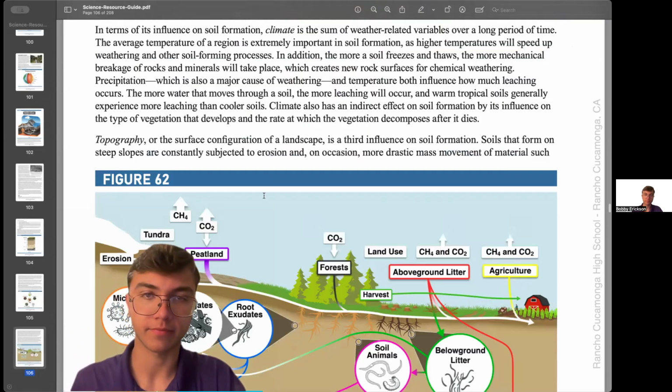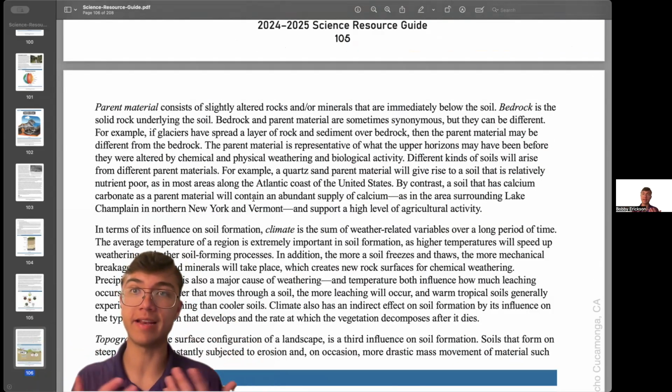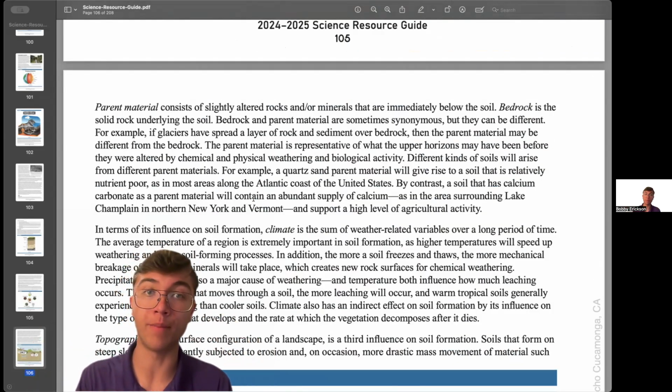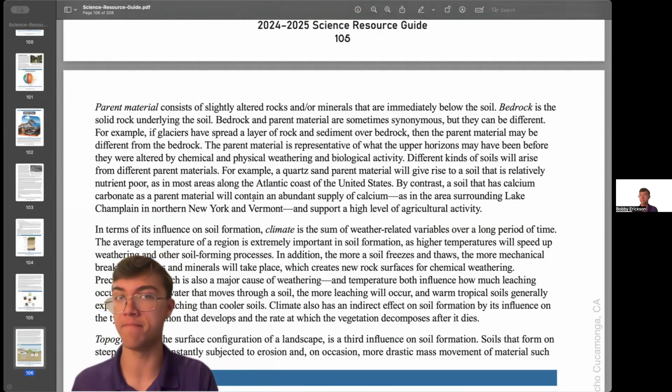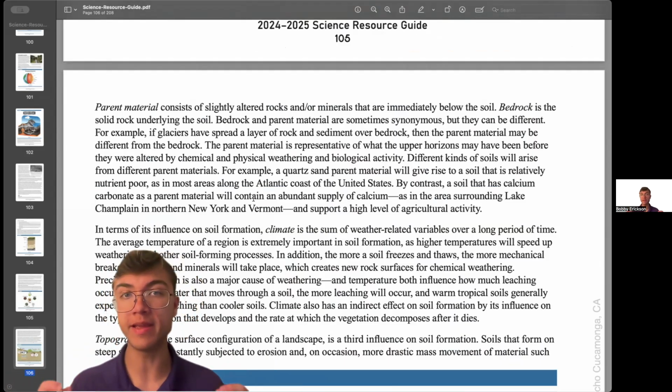And so if we're taking a look back at this idea of what makes up parent material, well, bedrock can make it up, or this other layer that may be caused by glaciers could be there.